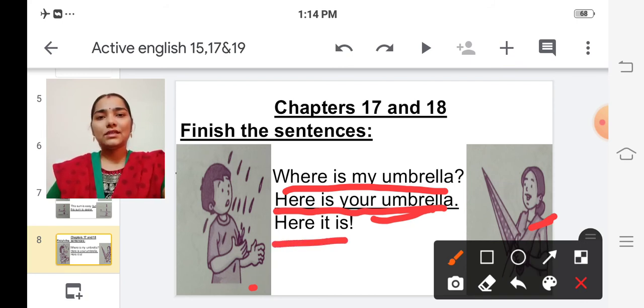The boy is searching for his umbrella and asking, where is my umbrella? She is having his umbrella.